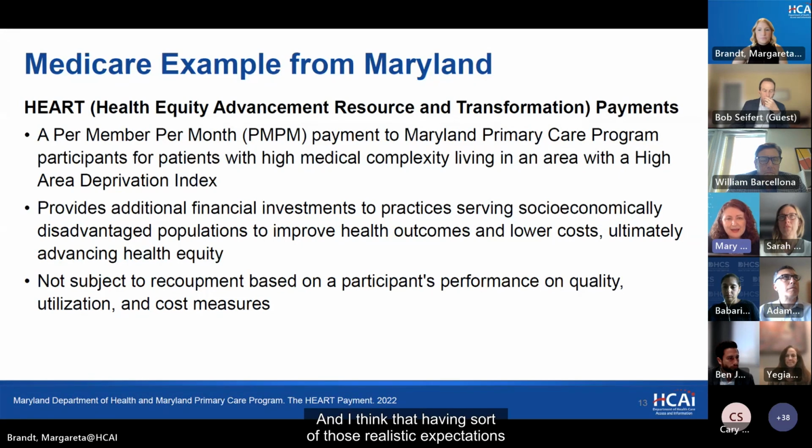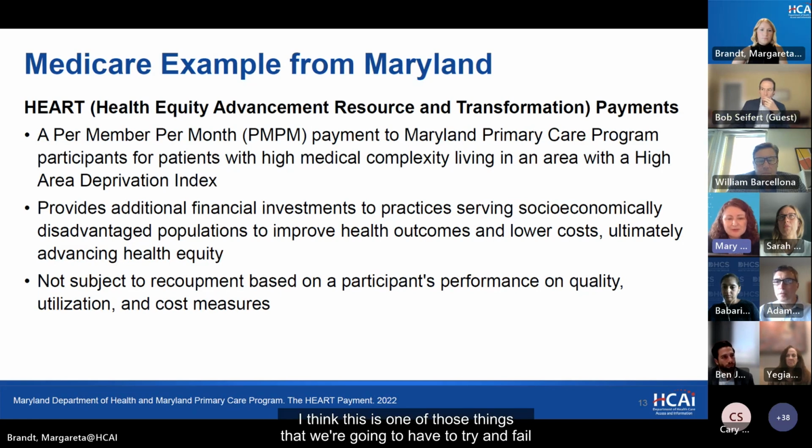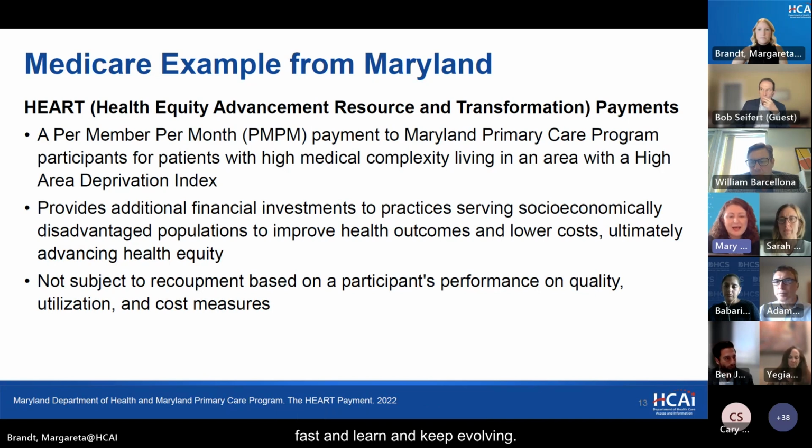And I think that having realistic expectations matters, because honestly, when we look back on this 10 years from now, I think we're going to say, wow, we know so much more about how to do this well. But to be honest, I think this is one of those things that we're going to have to try and fail fast and learn and keep evolving. I hope that's not too negative.